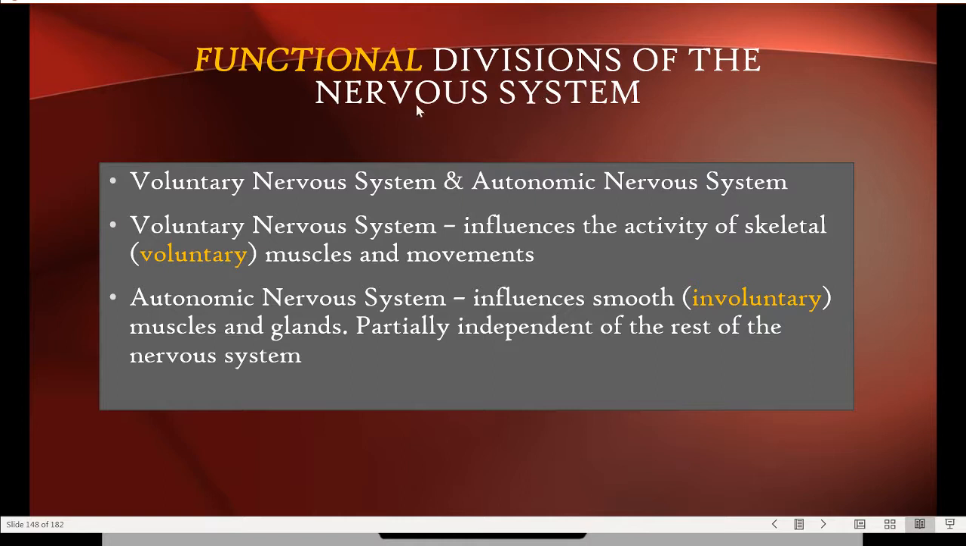Functional divisions of the nervous system. We've talked about this in class, how we have the voluntary nervous system and the autonomic nervous system. The voluntary nervous system influences the activity of the skeletal muscles for movement. And that's different from the autonomic nervous system, because that's your involuntary muscles and glands. We mentioned smooth muscles, cardiac muscle.